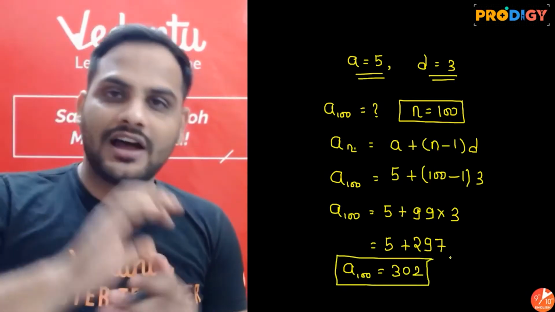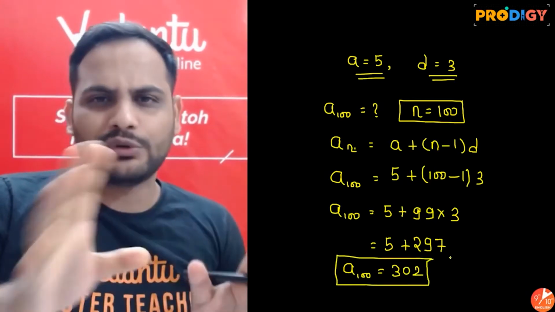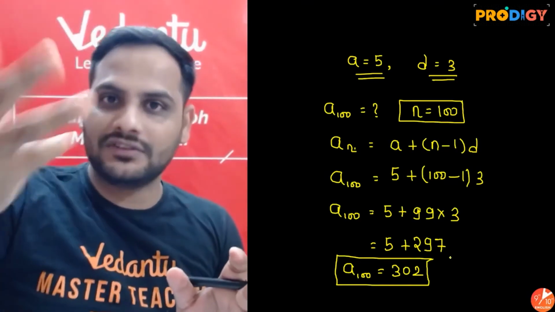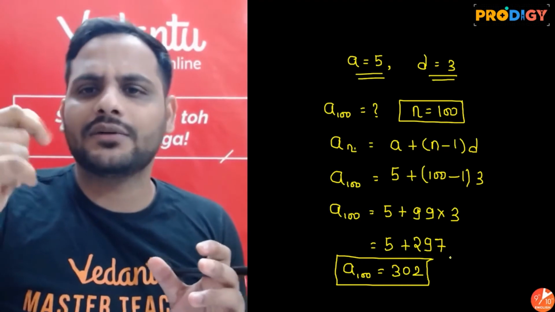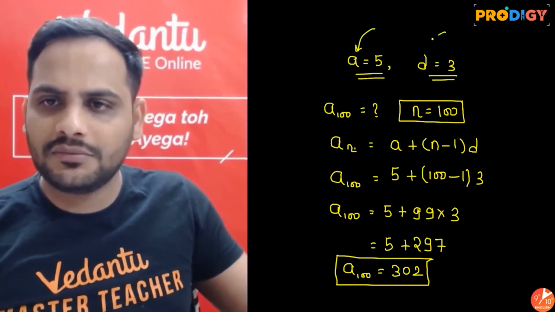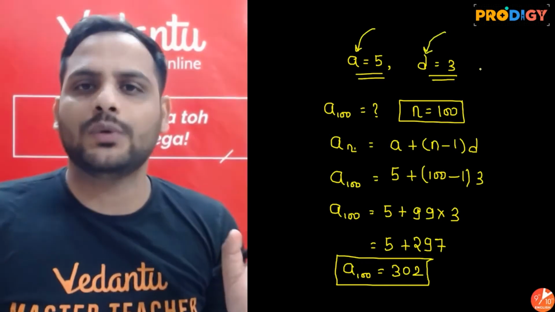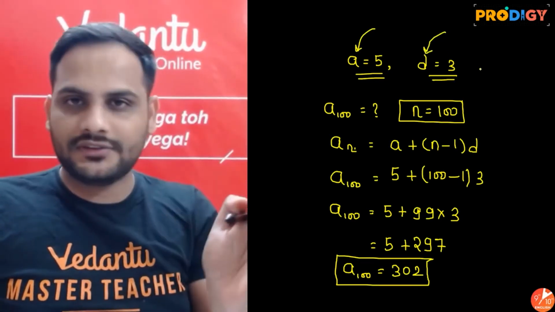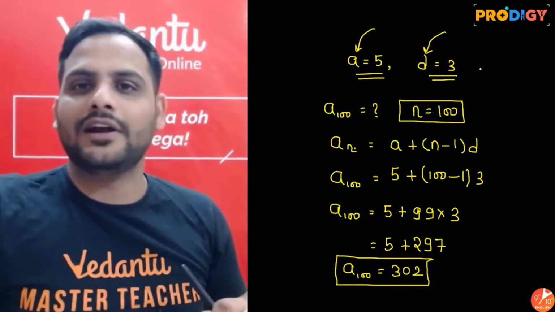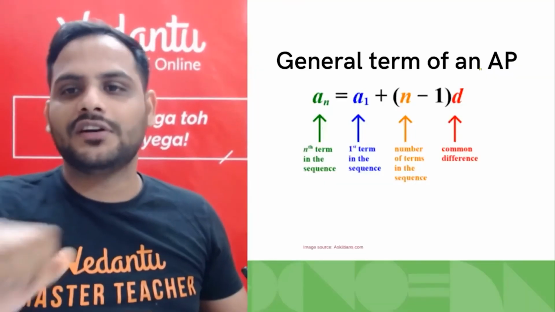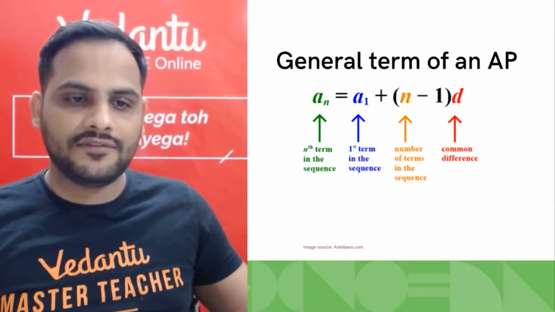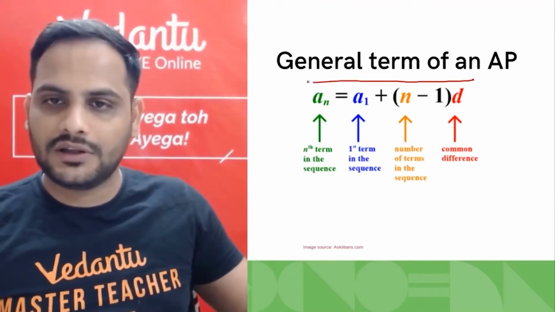Alright, so this is how the general term is going to help you. I don't have to keep writing the terms of this AP till 100 and then see which term it is. Directly I can find any term of this AP. So the two very important things in all AP questions are the first term and the common difference. If you know them, you can find anything you want. Now let's look at some questions based on the general term of an AP. Please remember this very, very important formula.